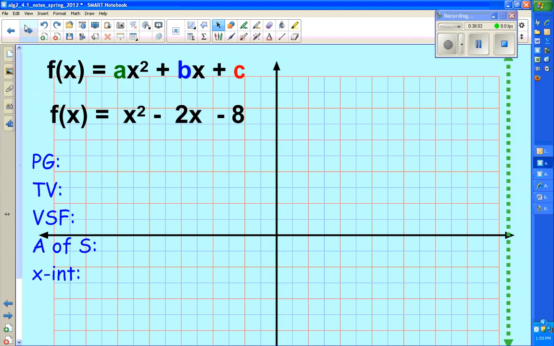So now we're looking at standard form. When we make our list, we can say right now, what's the parent graph? Y equals x squared. Dana, do you know the translation vector from looking at the equation? No. Can't tell just by looking at the equation.